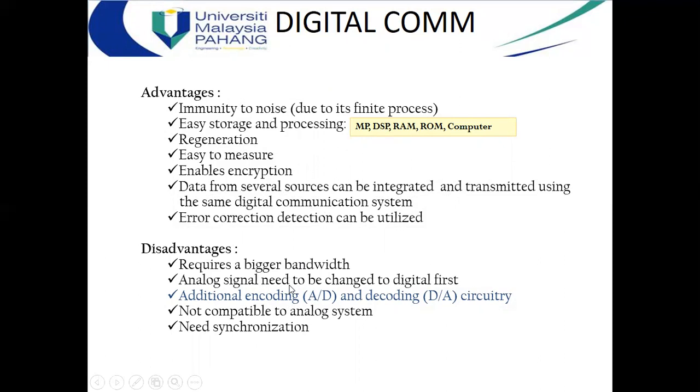Analog signal: all the sources of natural signal are analog. They should be converted to digital first before using. So we need to add an analog to digital converter or encoding, and a digital to analog converter in the circuit. So the circuit is a bit more complex. Delay is a little bit more. Complexity is a little bit more.